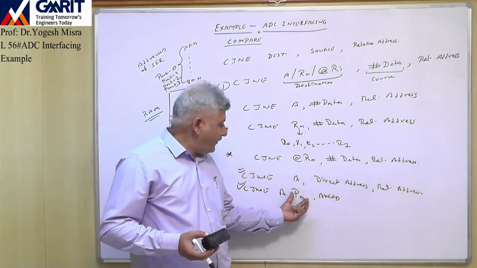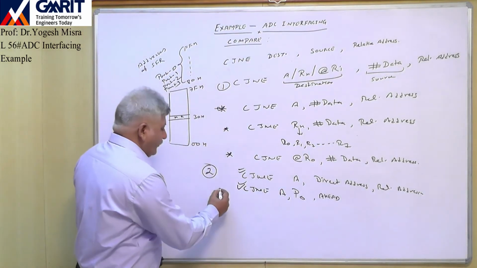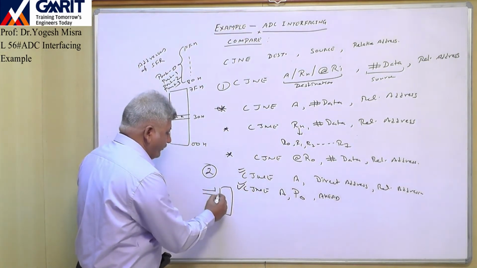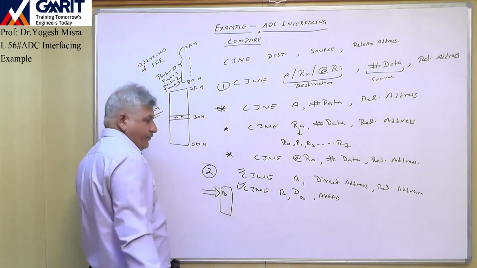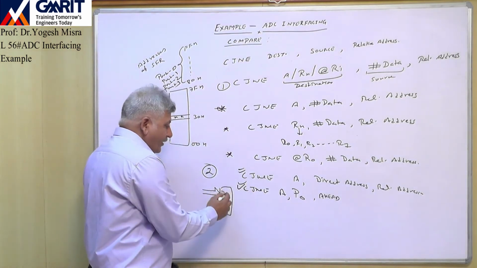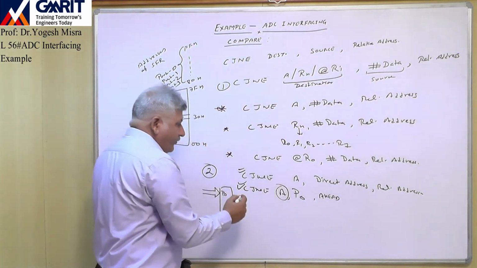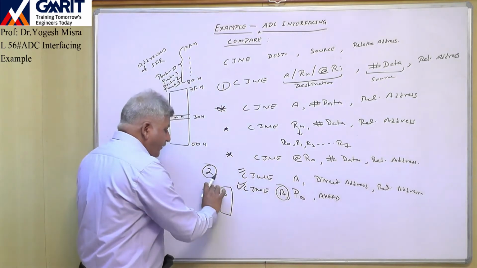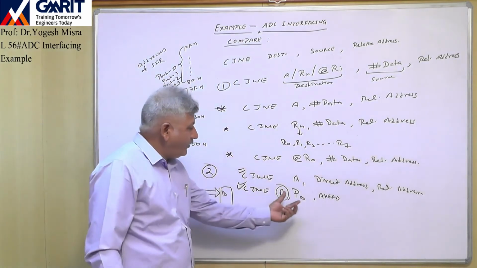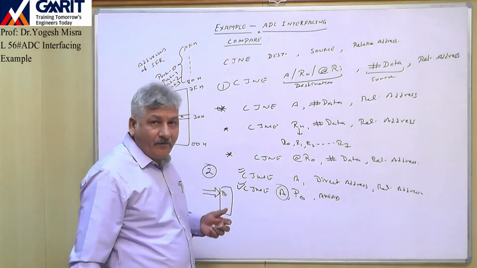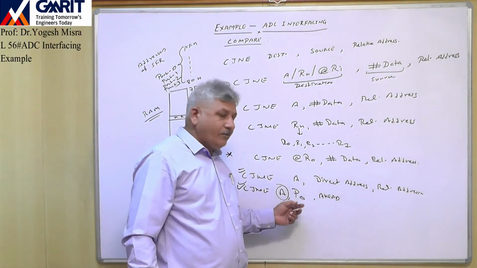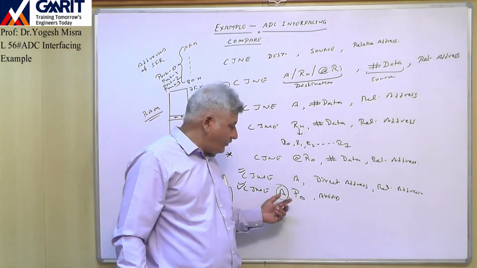So in this case what will happen? Suppose this is your microcontroller, and this is our port 0, and this is your input port. Now with this instruction, the content of A will be compared with the 8-bit value of this port. It will compare with that value. So we can use this port address also with this instruction.